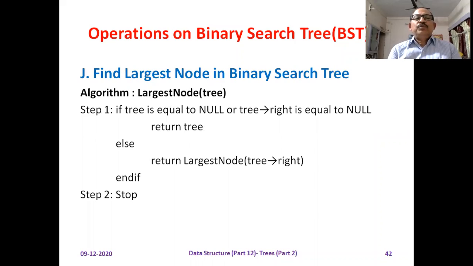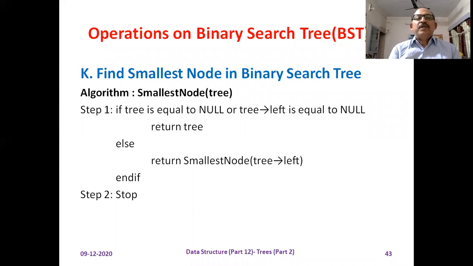Next, suppose we want to find the largest node in a binary search tree. Simple technique: if tree is equal to null or tree right is equal to null, we simply return tree. Else, return largest node tree right. And the next step, stop.